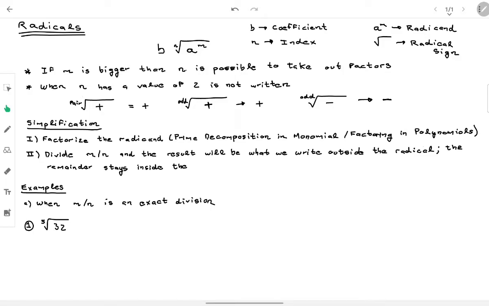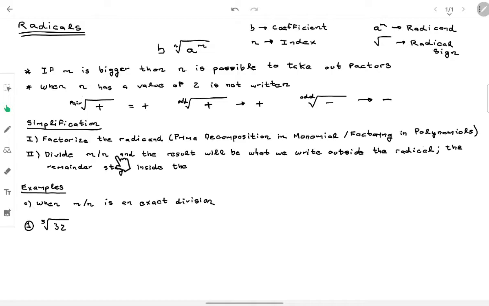For simplification, it's going to be very simple. We need to factorize the radicand. If it's a monomial, it's going to be prime decomposition of the numbers. If it's a polynomial, we will need factoring. What do we need to do next? We will do a little division: the power of the radicand, factorized, divided by the index of the root.